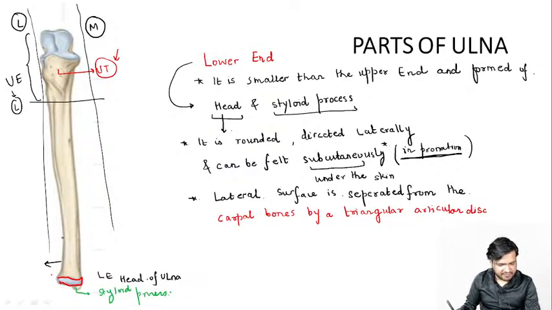Radiocarpal joint. Very good, Prakshit. Radiocarpal joint, it's a type of ellipsoid joint. Very good, Arbaz. Perfect. So you can very well see over here that the head has been discussed, and now we talk about the styloid process.